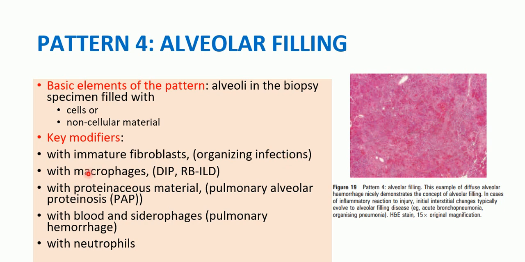Then if the macrophages are present, you shift towards DIP, RB-ILD. With proteinaceous material, the differential diagnosis becomes pulmonary alveolar proteinosis. If the alveoli are filled with blood, then pulmonary hemorrhage comes into the picture. And with neutrophils, it's mostly seen in autopsies of bronchopneumonias when the neutrophils are filling the alveolar lumen. So this is the alveolar filling, diffuse alveolar hemorrhage along with alveolar filling.